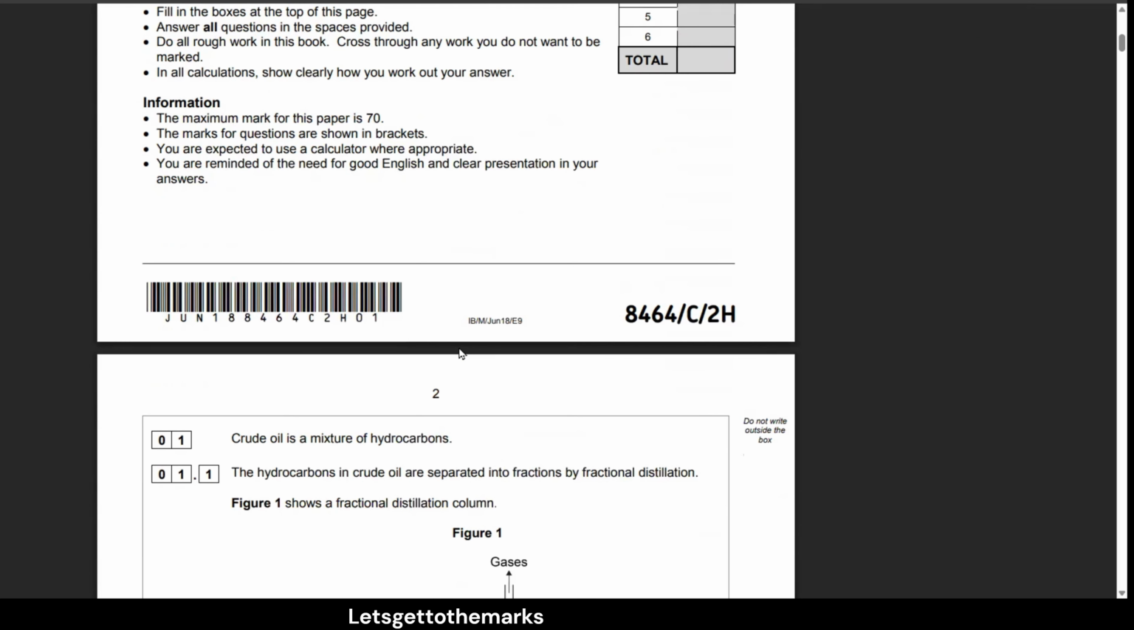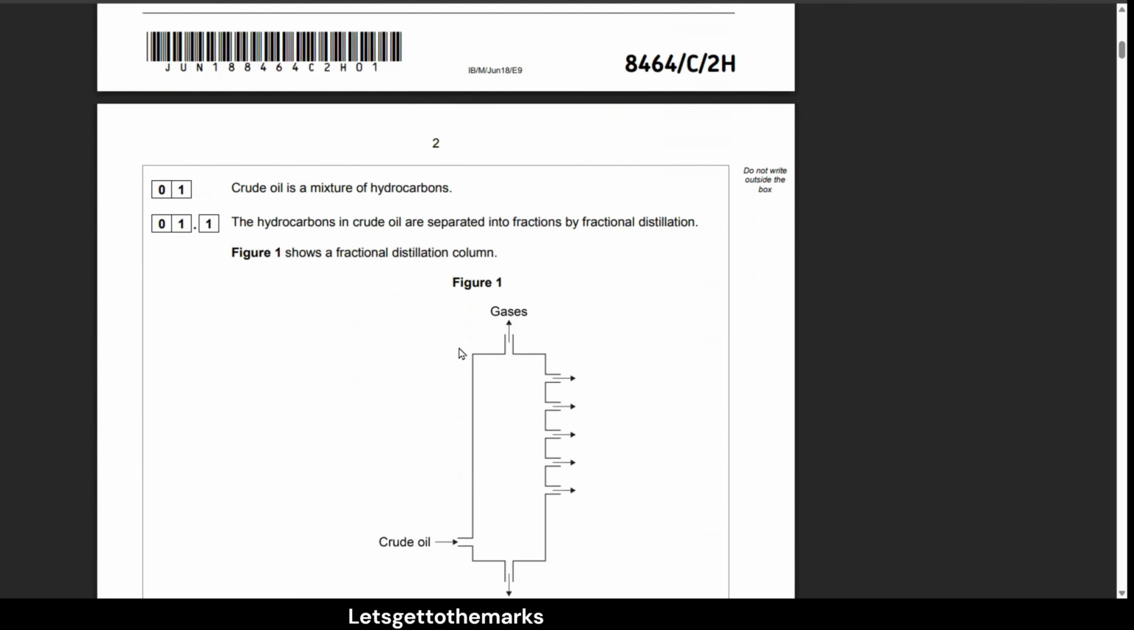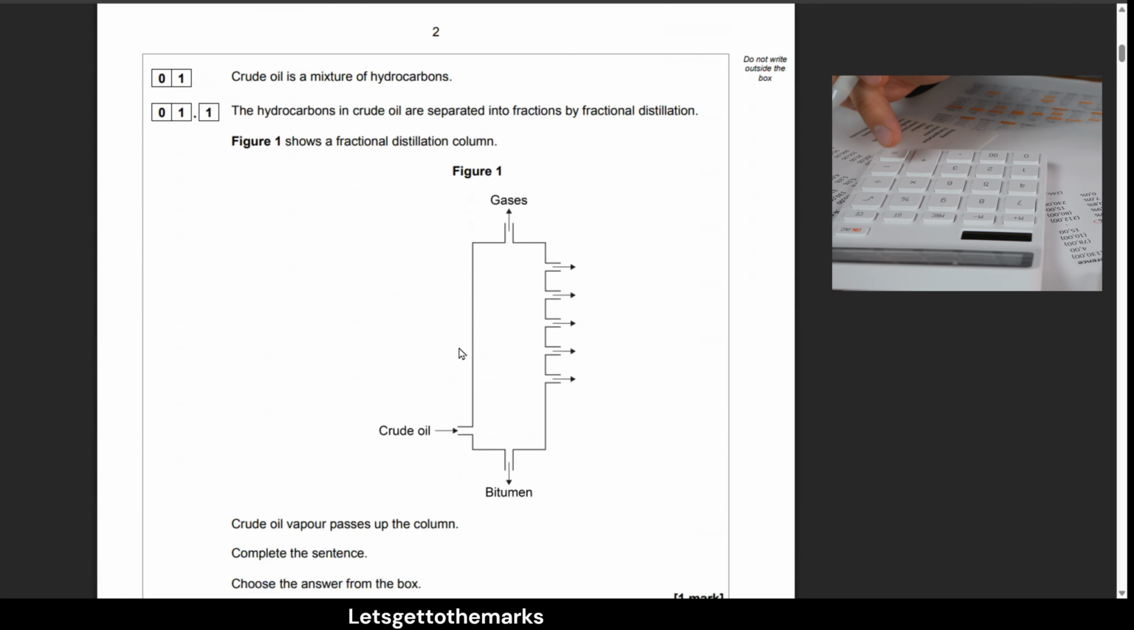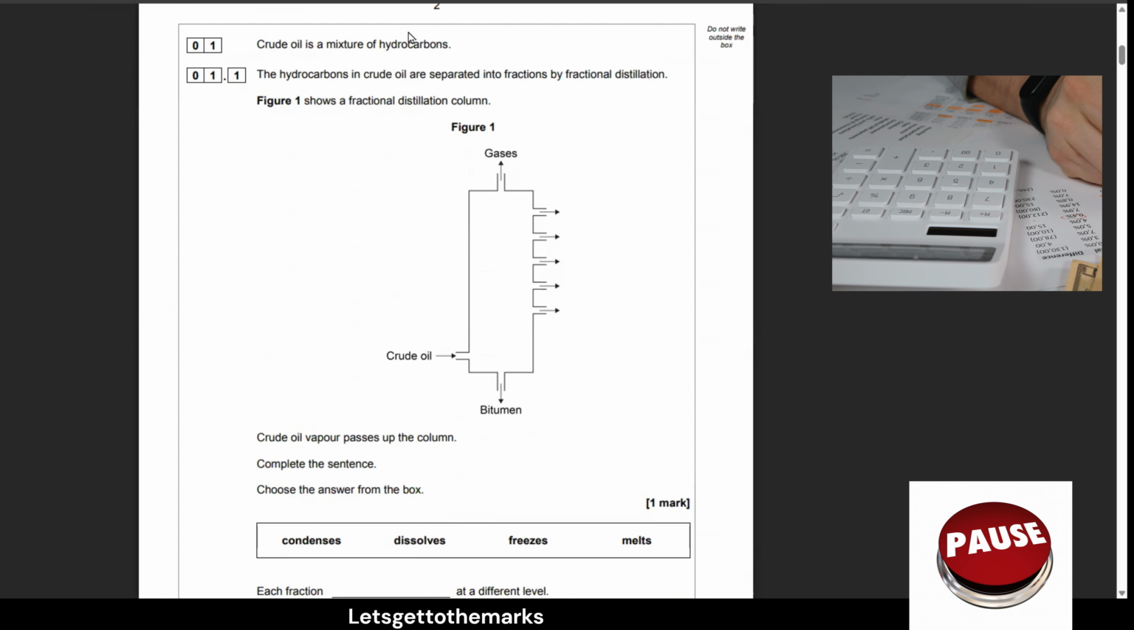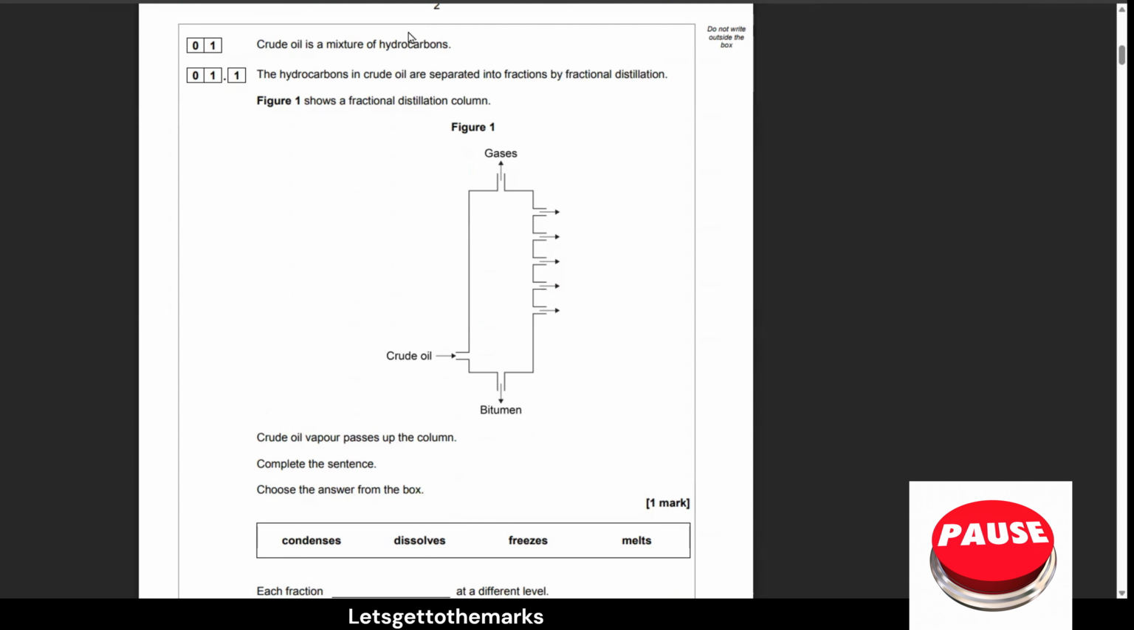But what you're going to do is grab a pen, grab a paper, grab a calculator. Now, at the start of each question, press pause on the video, have a go at the question, and then unpause and watch me go through the answer with the explanation. Okay, let's get into it.